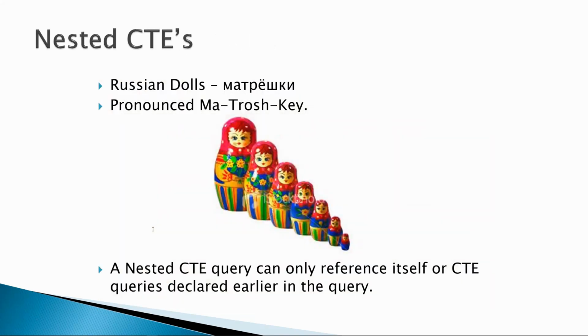So next, if you've got multiple CTEs, we can do what are considered nested CTEs, where in the previous multiples we looked at, it was just 2 CTEs, or 3 CTEs, that were being referenced from the outer query. To nest it, it's like the Russian dolls that are pronounced matryoshkas, where you have one that's inside of another, that's inside of another, that's inside of another, and so on. And basically, a nested CTE query is one that calls a previous CTE that's been declared in the list. And it can only reference itself or queries declared earlier in the query. You can't reference a CTE that's further down in the list.